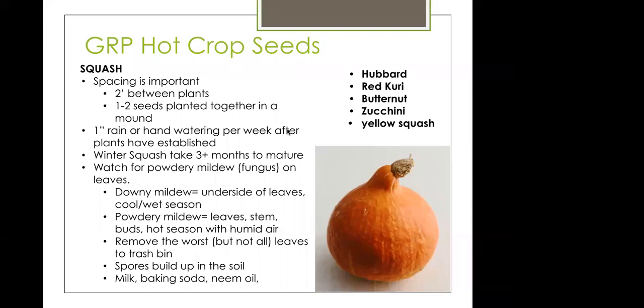All right. And then there is a question about the milk and the baking soda. Those are also things that can be used for fungi, like powdery mildew and downy mildew, things that you can apply on your plant to deter that. Let's move on to the next slide.